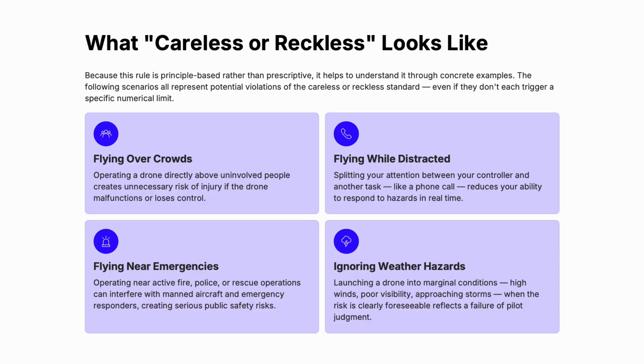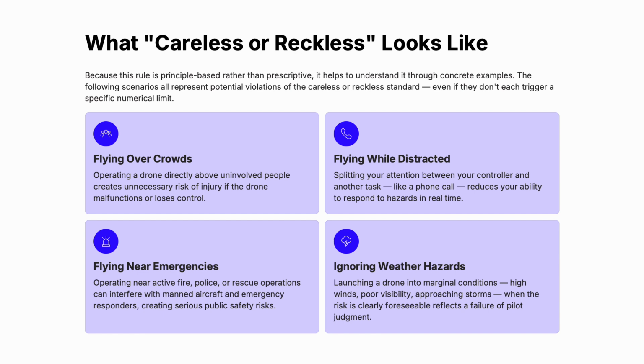Since this rule is principle-based rather than a hard number, it helps to see it in action. 4 examples to keep in mind. Flying over crowds. Putting your drone directly above uninvolved people creates unnecessary injury risks if something goes wrong. Flying while distracted. Splitting your attention between the controller and, say, a phone call cuts down your ability to react to hazards in real time.